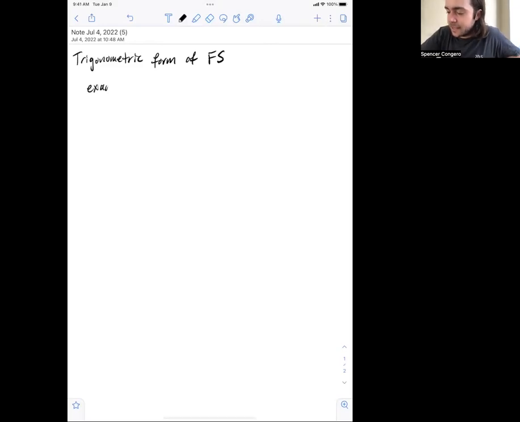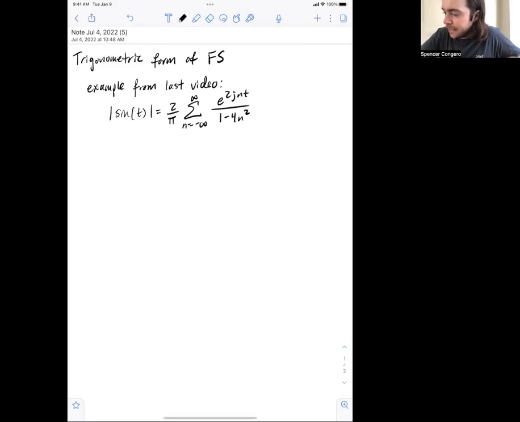So let's look at the example from the last video. That was the absolute value of sine of t. Okay, so we found that its Fourier series looked like this. Okay, it was e to the 2j nt divided by 1 minus 4n squared. And so like I was just saying, we actually are going to call this exponential form because it has those complex exponential functions.